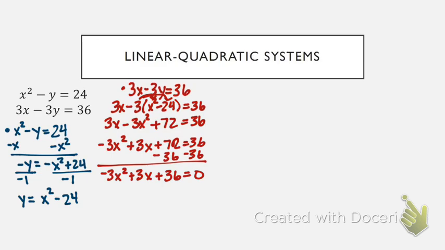So if I look, all of these can be divided by 3. So I'm going to factor out a negative 3. So it's x squared minus x minus 12 equals 0. Then I need factors of negative 12 that add to negative 1. So this is going to factor to x minus 4, x plus 3.